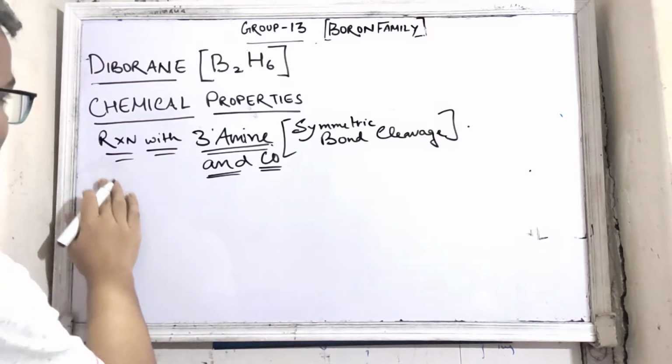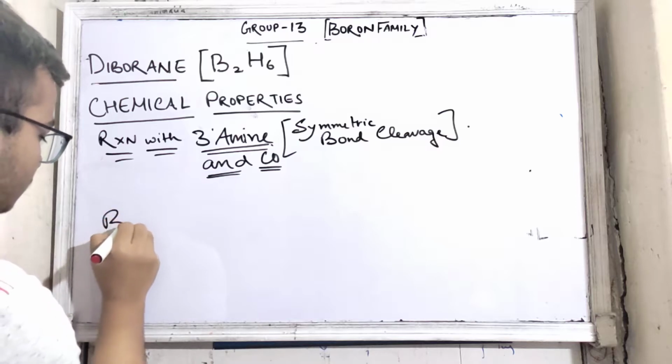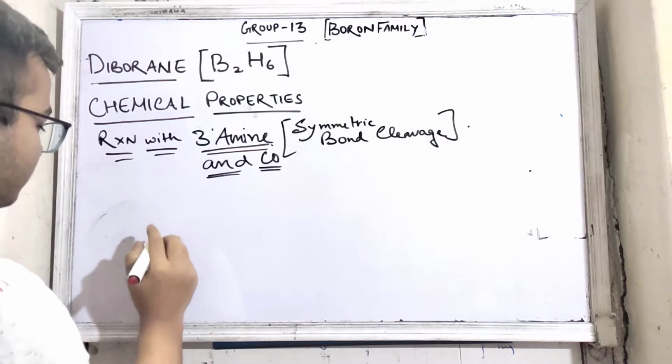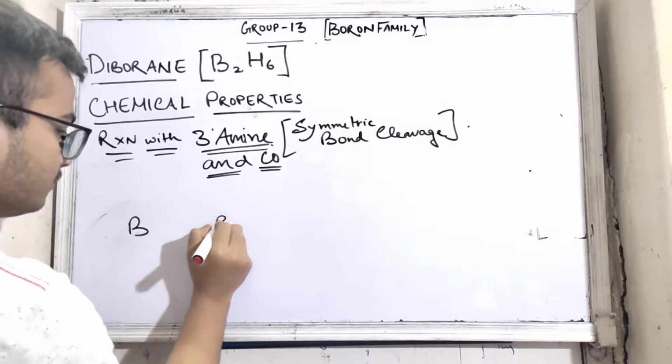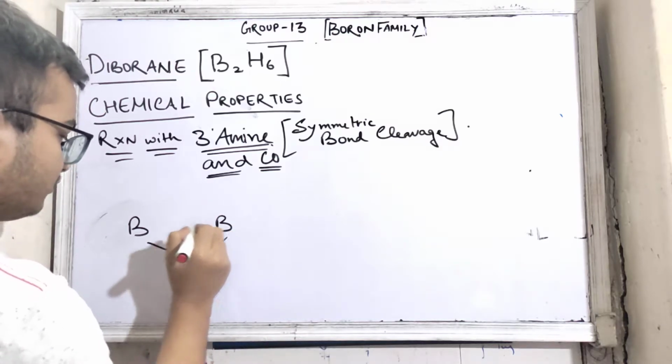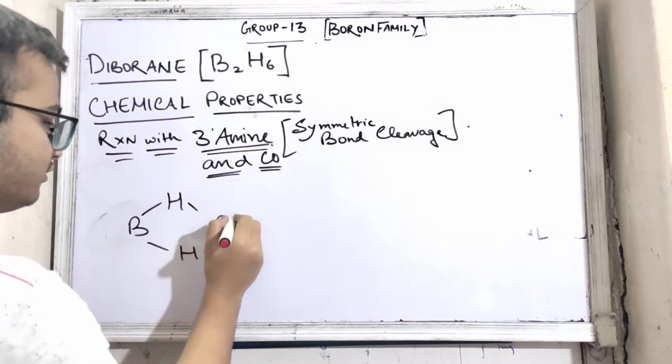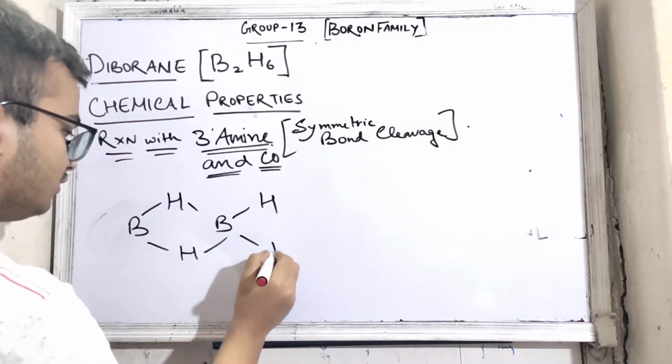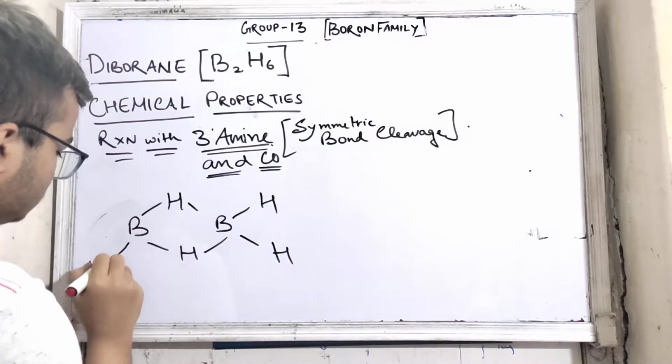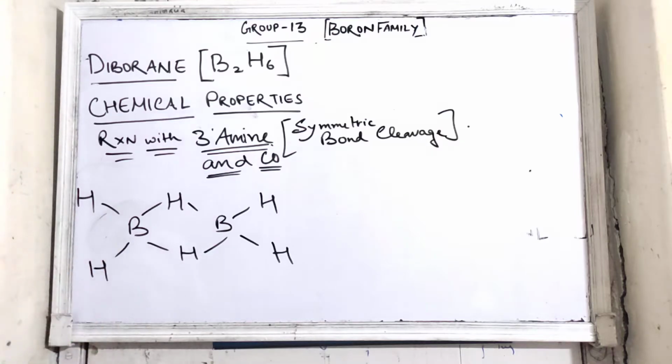Now for this, what happens here is, let us take B2H6 again. We will draw the structure. B, bridging hydrogen, H. Now we have to symmetrically break the bond.